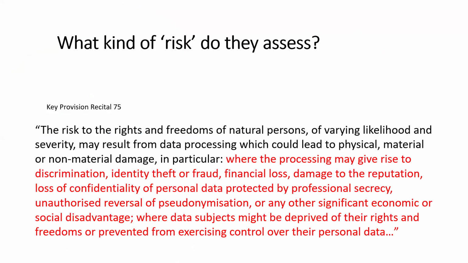So what kind of risk are we talking about that you need to think about when doing a DPIA? So you need to do a DPIA where the processing or the using of the information may give rise to discrimination, identity theft or fraud, financial loss, damage to reputation, or more importantly, loss of confidentiality of personal data protected by professional secrecy. Unauthorized reversal of pseudonymization, or any other significant economic or social disadvantage, or where the data subject might be deprived of their rights and freedoms or exercising control over their personal data. So the key elements within this are loss of confidentiality and the protection of rights and control over personal data in most processes within a care environment.